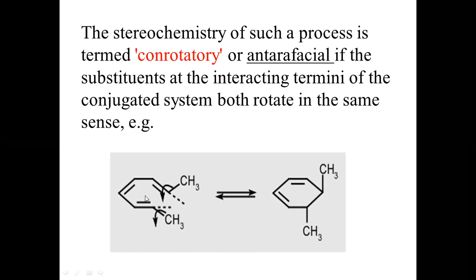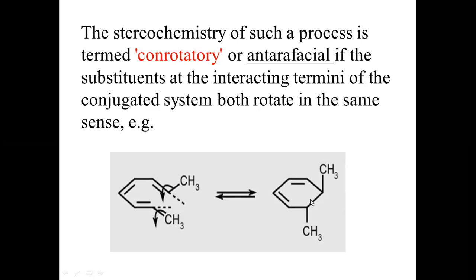Conrotation: suppose this is a molecule, and at one of the termini you have a methyl group here, and at the other termini also you have a methyl group. If this termini is rotated in an anti-clockwise direction, and this termini is also rotated in an anti-clockwise direction, this methyl group goes downside, and this methyl group, which is in plane, goes upside.